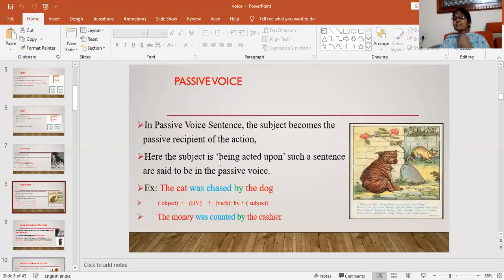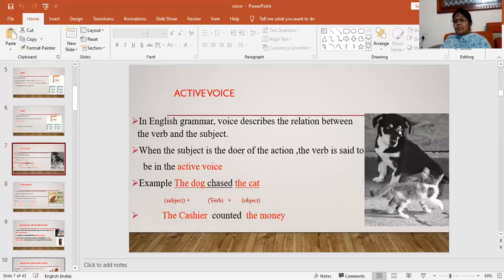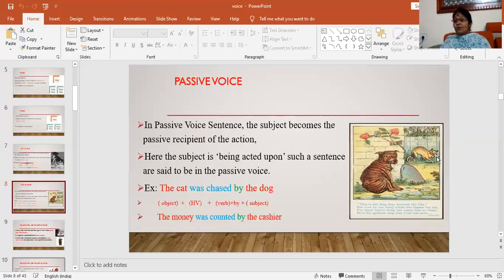Similarly, passive voice, how should we identify? Now, look at this sentence. In passive voice, the subject becomes the passive recipient of the action. Here, the subject is being acted upon. Such sentences are said to be in passive voice. Now, if you look at this first picture, the dog is doing the main action, right? So, we are emphasizing on the dog. Now, come to the second picture. The dog is not so much emphasized, but the cat is emphasized because it is the recipient of the action.